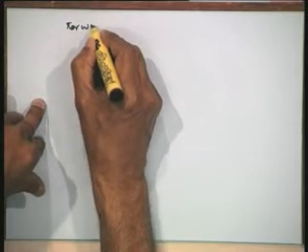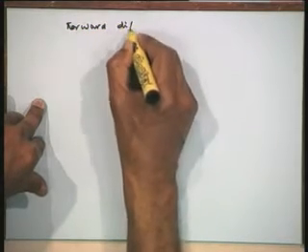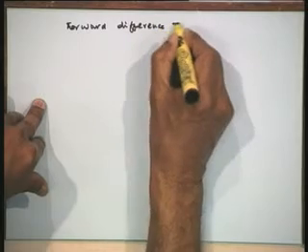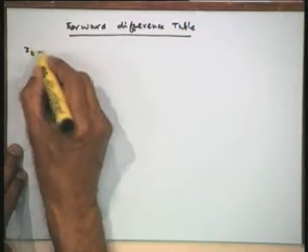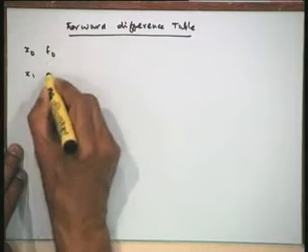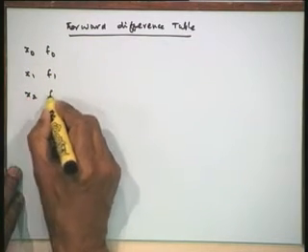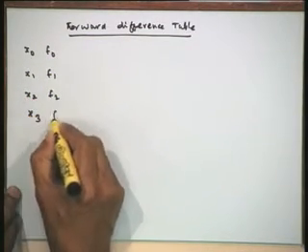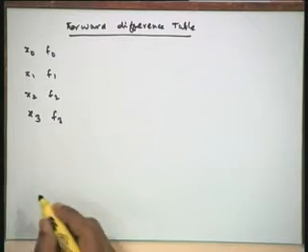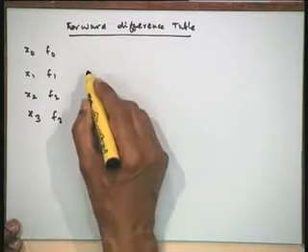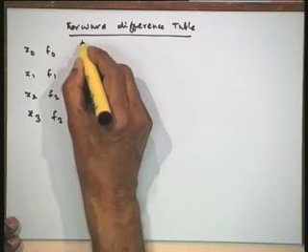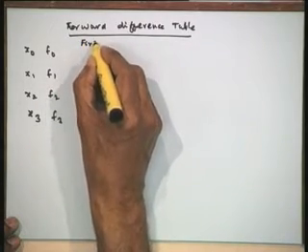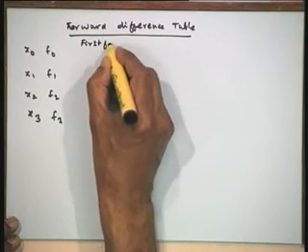Let us make it a forward difference table. X 0 f 0, x 1 f 1, x 2 f 2, x 3 f 3. Let me take only 4 of them and then illustrate it. So, you will have here first forward difference.